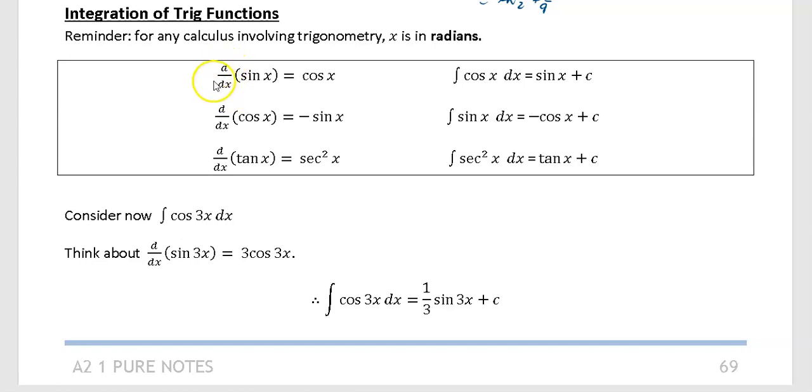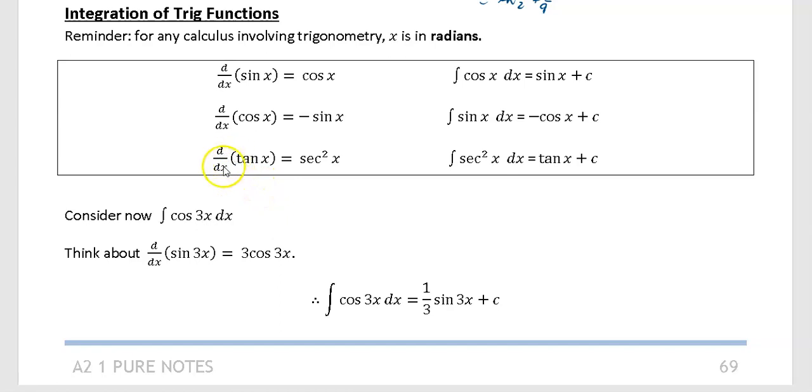So we know that if you differentiate sine with respect to x, you get cos. Therefore, if you integrate cos with respect to x, you get sine plus your constant of integration. Likewise, we know if you differentiate cos with respect to x, you get minus sine. Therefore, if you integrate sine with respect to x, you don't just get cos, you get minus cos. So integrate cos, you get sine. Integrate sine, you get minus cos.